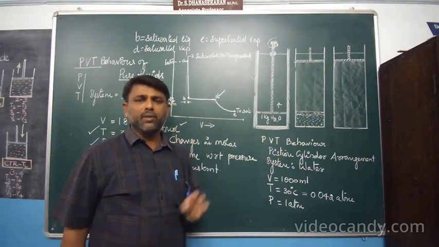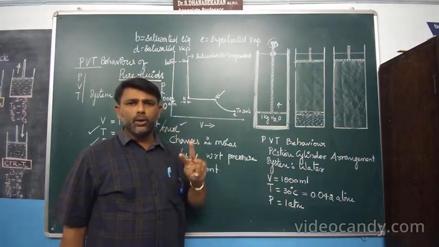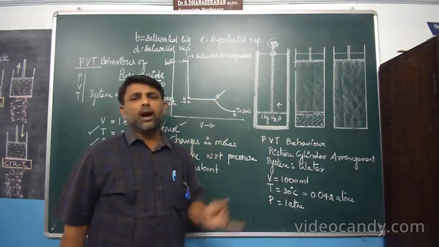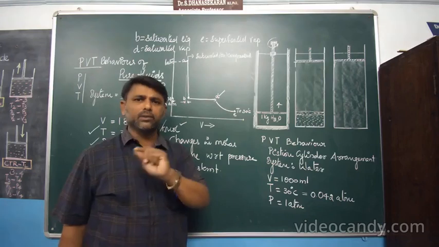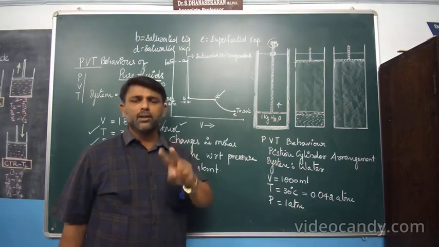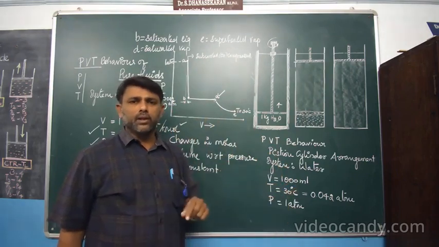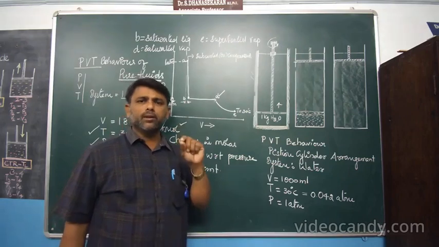Vapor can be converted into liquid in two ways. One is cooling, decreasing the temperature while maintaining pressure constant, or compression, increasing the pressure while maintaining the temperature constant. In both ways, vapor can be converted into liquid. Unfortunately, gas can be converted into liquid only by means of the cooling process.